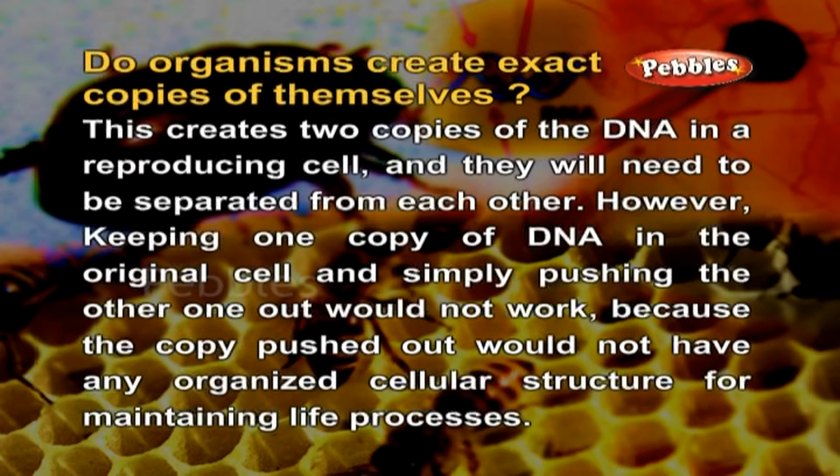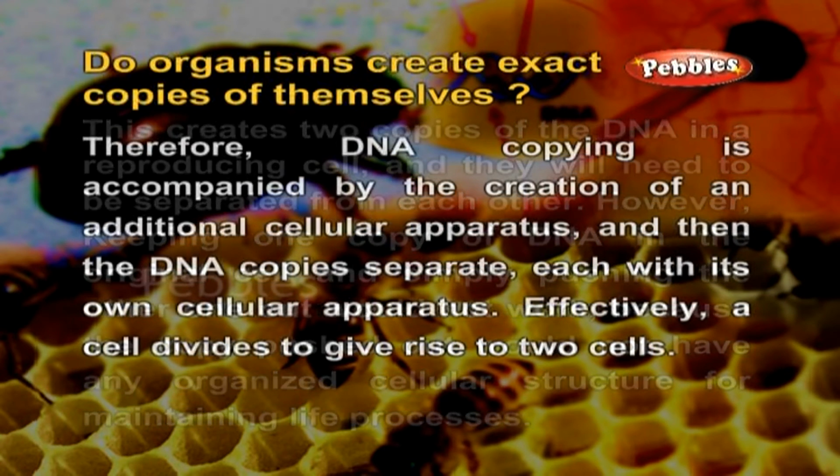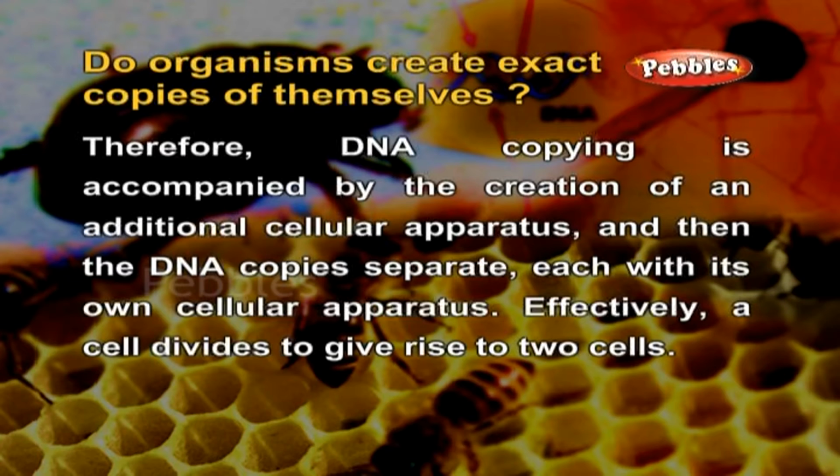This creates two copies of the DNA in a reproducing cell, and they will need to be separated from each other. However, keeping one copy of DNA in the original cell and simply pushing the other one out would not work because the copy pushed out would not have any organized cellular structure for maintaining life processes. Therefore, DNA copying is accompanied by the creation of an additional cellular apparatus, and then the DNA copies separate, each with its own cellular apparatus. Effectively, a cell divides to give rise to two cells.